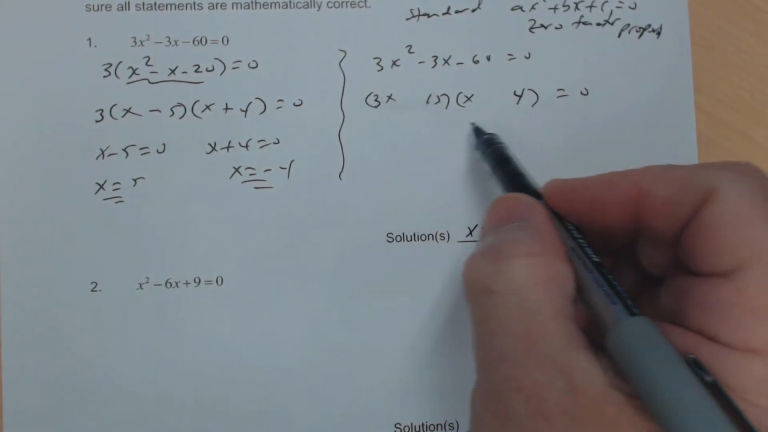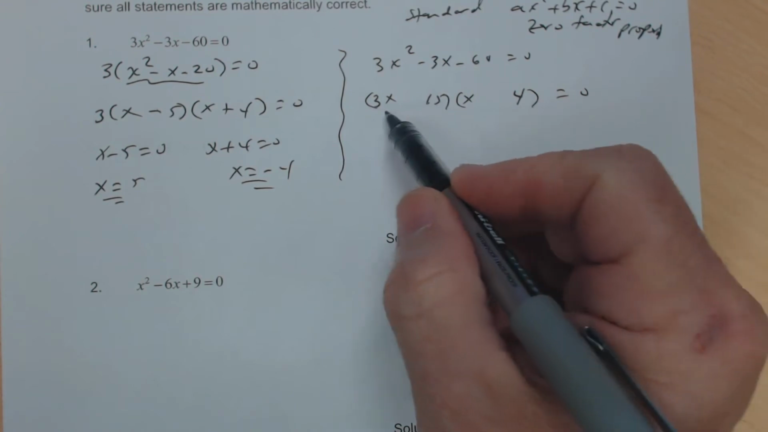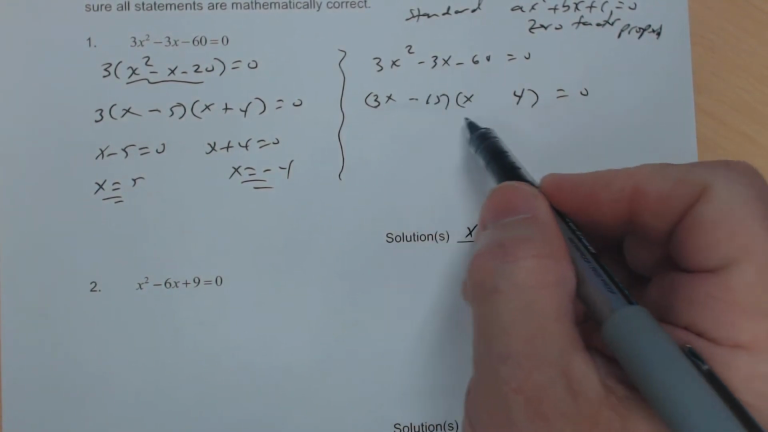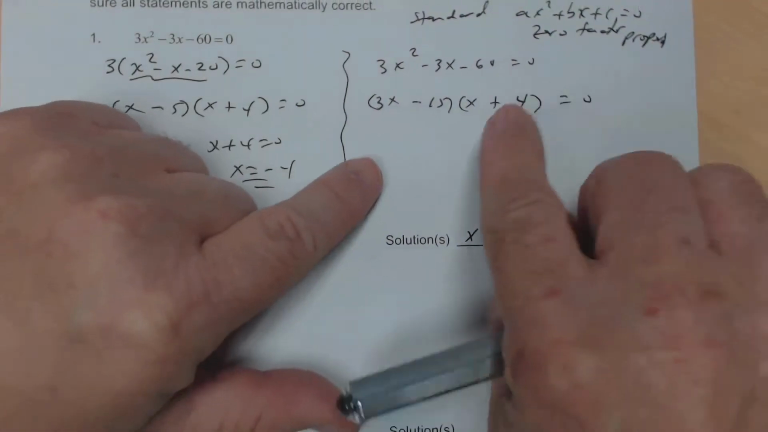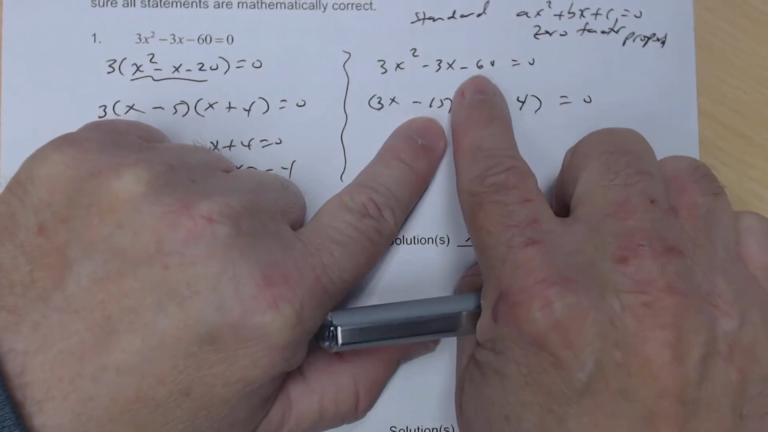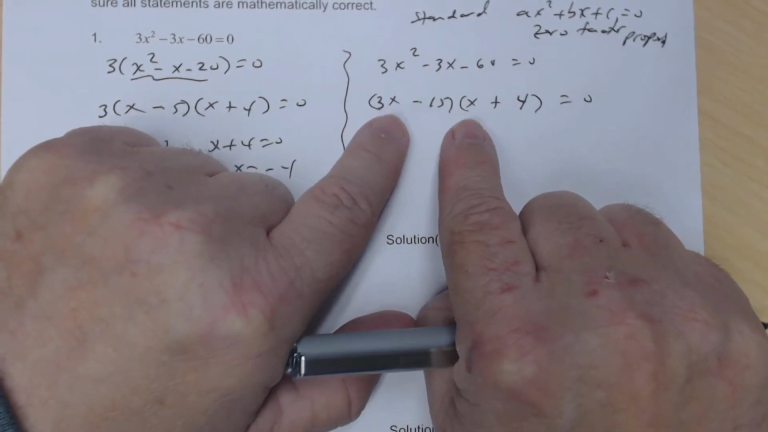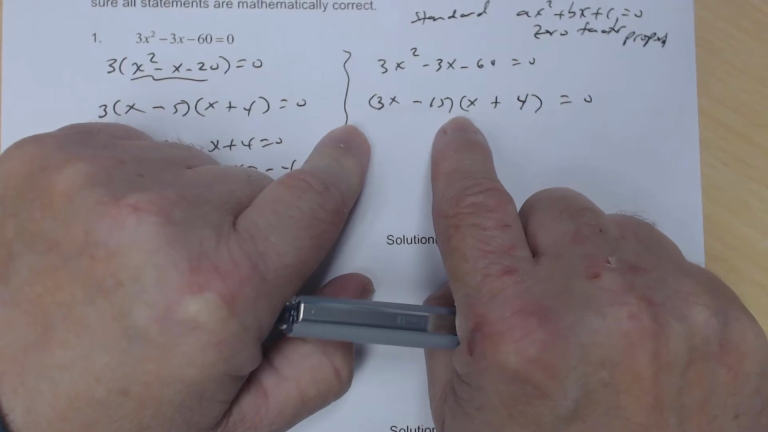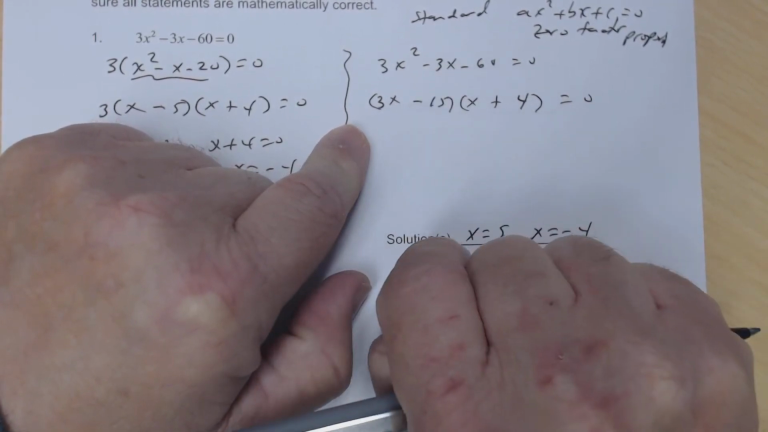The outer is 12x. The inner is 15x. So that 15x has to be the negative, and this has to be positive. And always check yourself. 3x times x is 3x squared. A negative 5 times a positive 4 is a negative 60. The outer is a positive 12x. The inner is a negative 15x. And we add them up, you do get negative 3x.